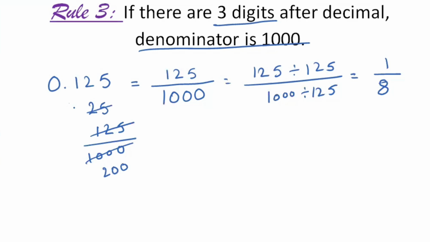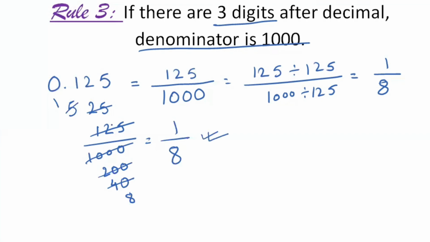5 times 5 is 25. 5 times 40 is 200. Then 5 times 1, 5 times 8, and we will get 1 over 8. If you are not sure which number to divide by directly, you can do it by using the small digit, like I did here with the 5. Then we will get our answer.